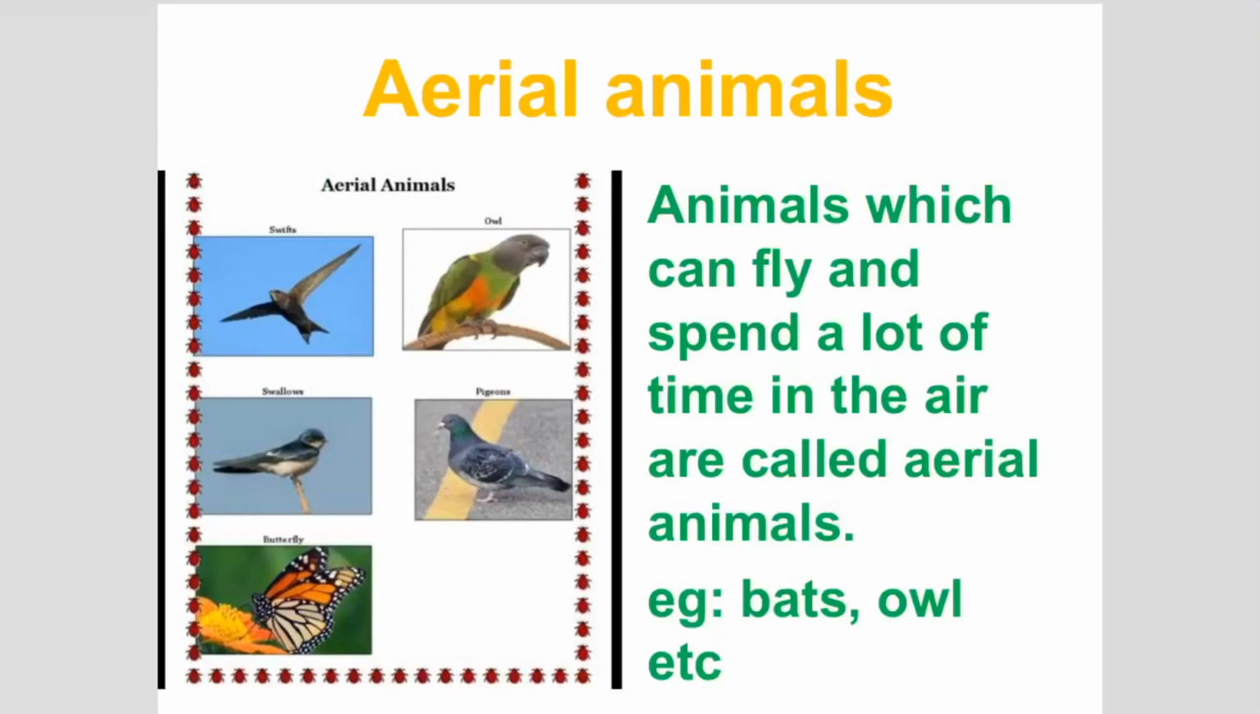Next, let's see aerial animals. Animals which can fly and spend a lot of time in the air are called aerial animals. What are aerial animals? Animals which can fly and spend a lot of time in the air are called aerial animals. Most birds and bats are aerial animals.